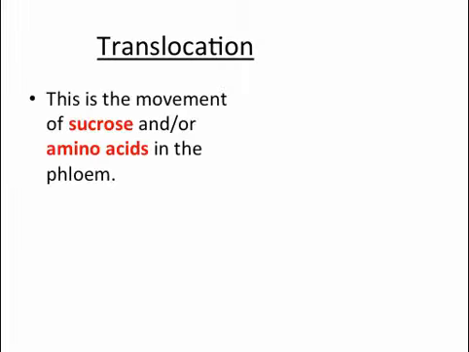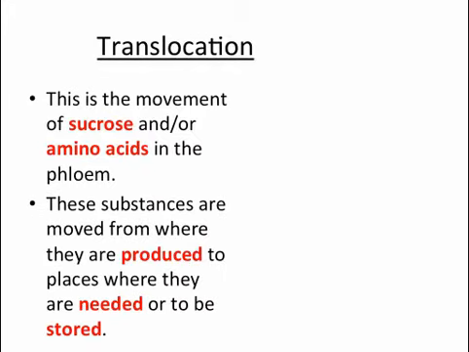Last thing today is translocation. Now translocation is just the movement of sucrose and or amino acids in the phloem. These substances are moved from where they're produced to where they are needed, or where they're going to be stored. The place where the substances are stored or needed is called the sink.